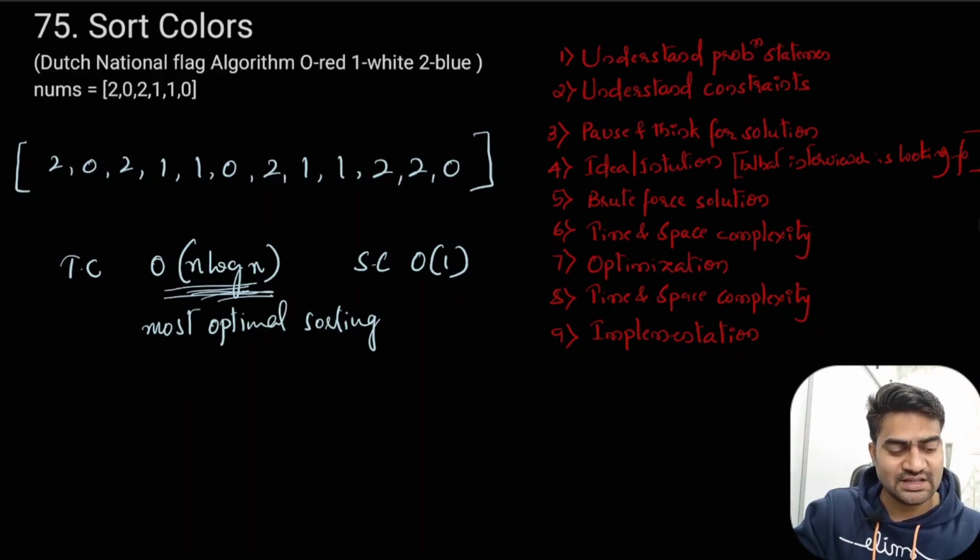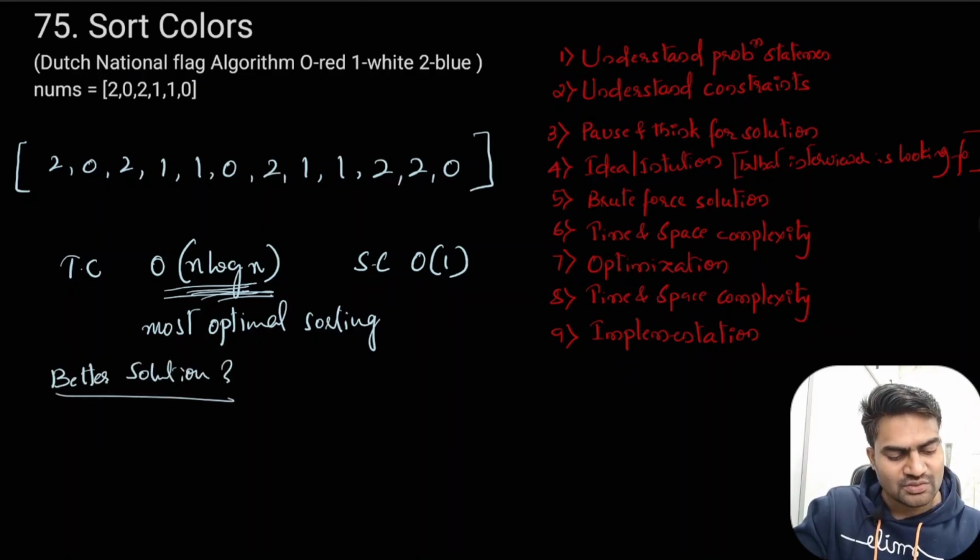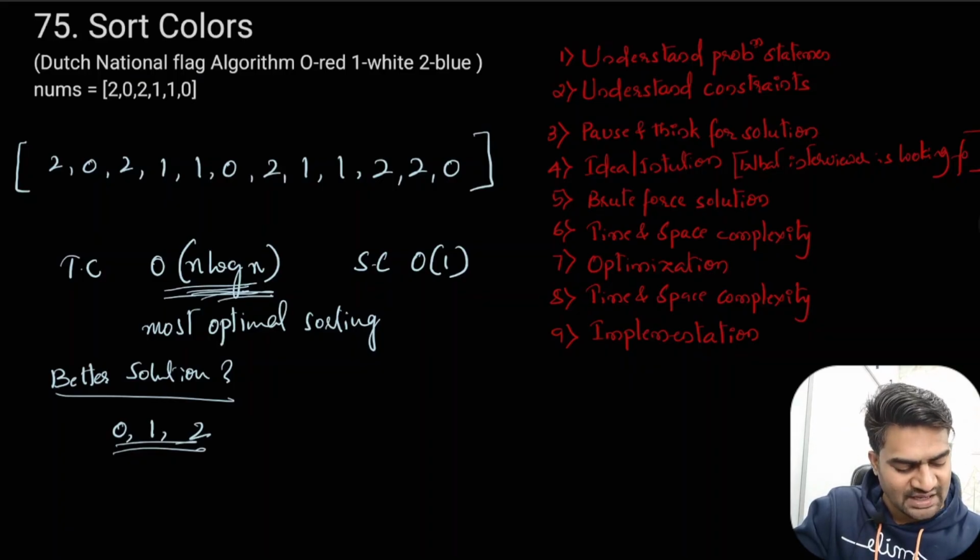So instead of using the inbuilt sort method, we will try to come up with something else. So what is the better solution then in that case? Now it is clear, right? The input array will contain only 0, 1 and 2. If that is the case, then what we can do is simply count the number of zeros, number of 1's and number of 2's. Correct, right? So that we can do.